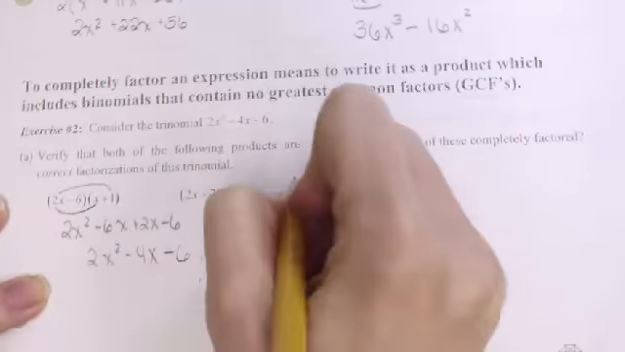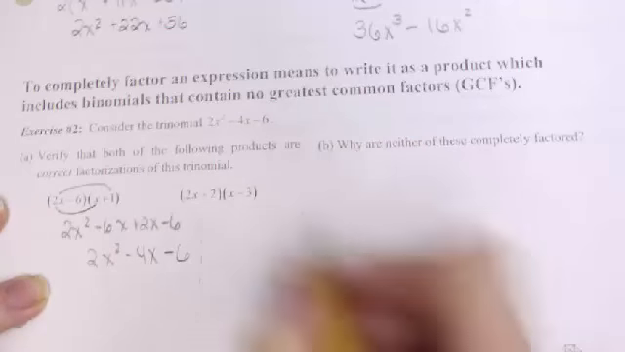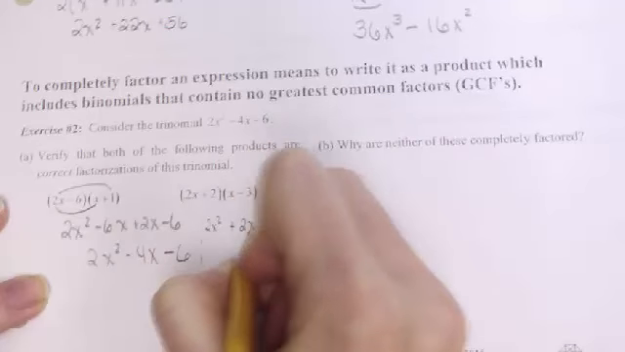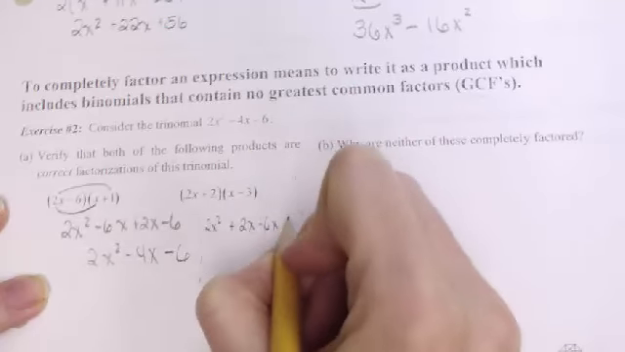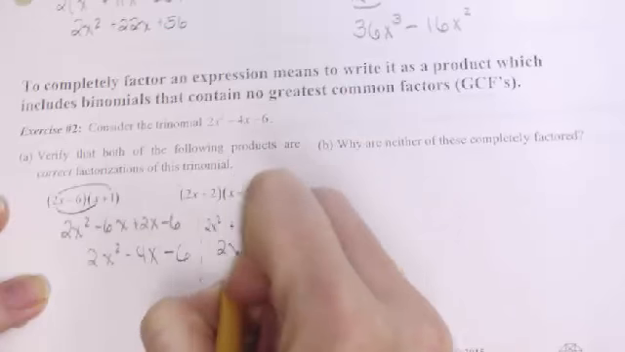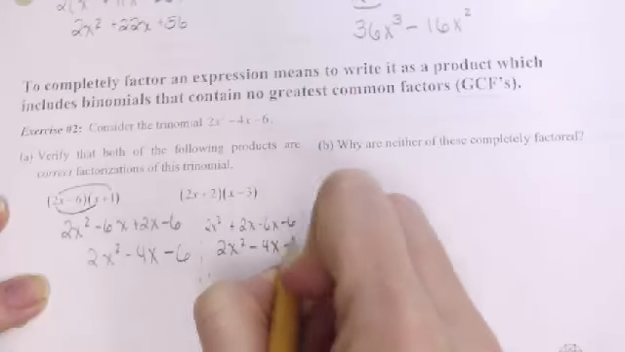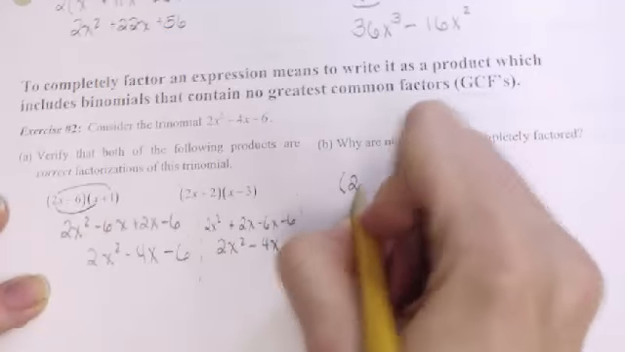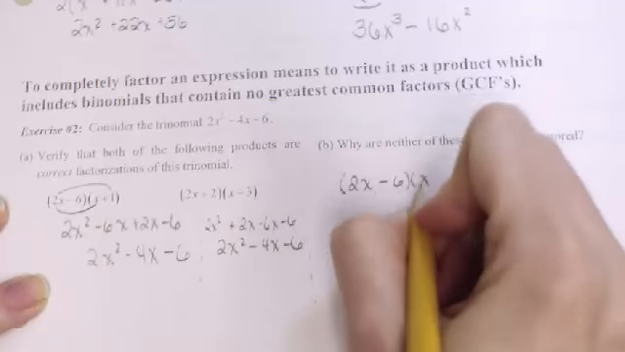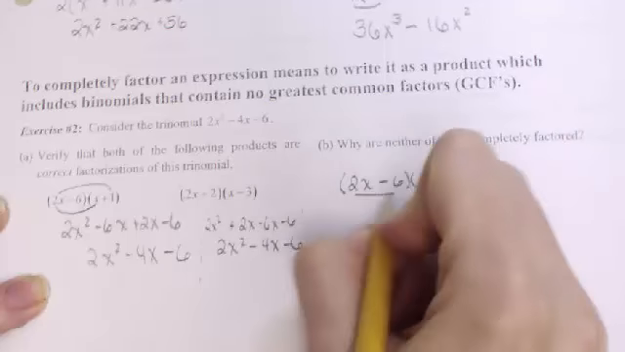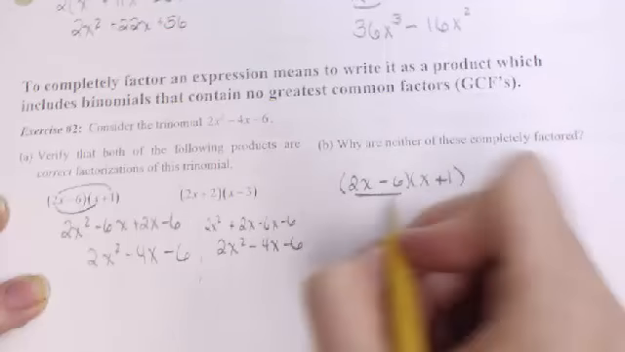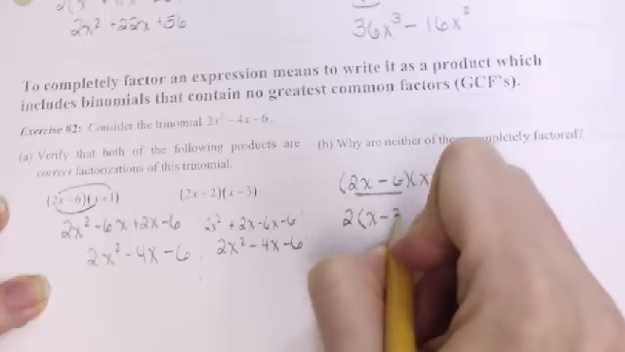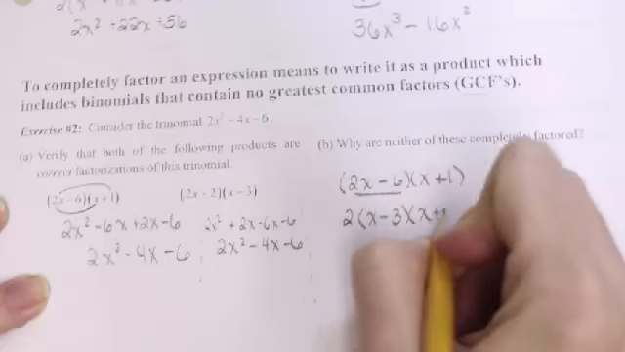You take a second and do the second one. You'll get 2x squared plus 2x minus 6x minus 6. And again, we're at the same spot there. The reason we would not say that these answers are factored completely is because in this 2x minus 6, there's a GCF of 2. So you could have 2 times x minus 3, then times the x plus 1.